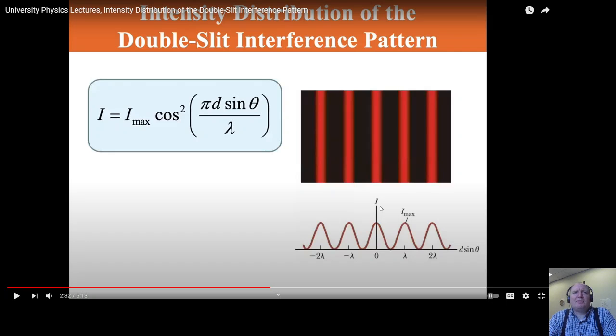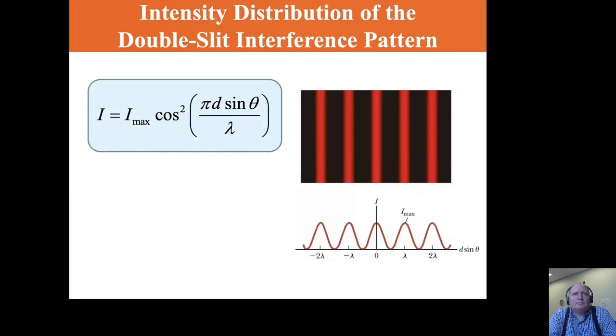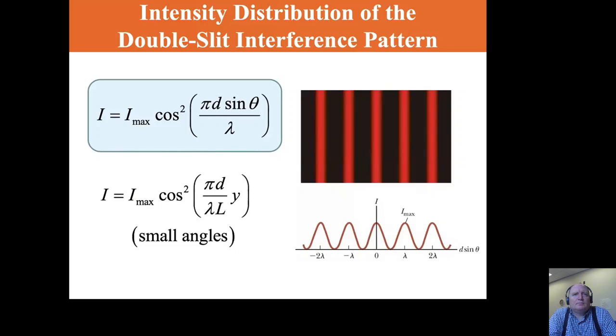What's not clear to me is whether this is sort of well into the lecture or if they've seen this stuff before, because obviously we expect some sort of sinusoidal or cosinusoidal thing. Has this all been developed already? It's not clear. Probably it has. But now we're trying to understand, okay, how can you interpret this image using this formulation? I max times the cosine squared of pi d sine theta over lambda, where lambda is the wavelength. Now for small angles, I equals I max cosine squared of pi d over lambda L times y.